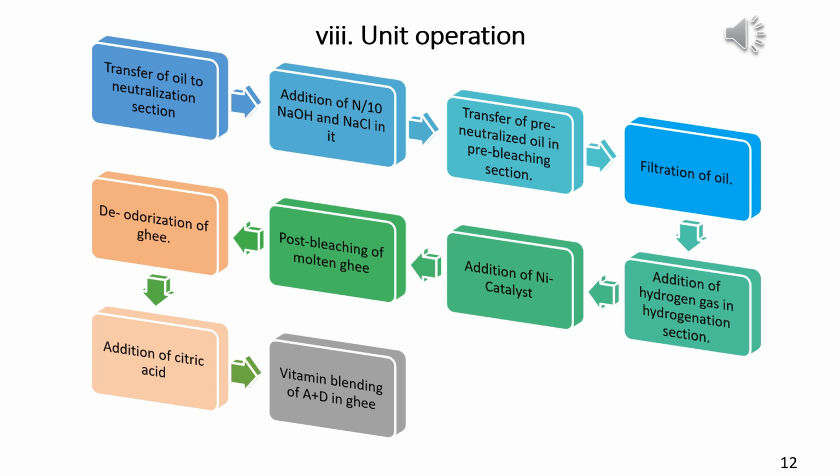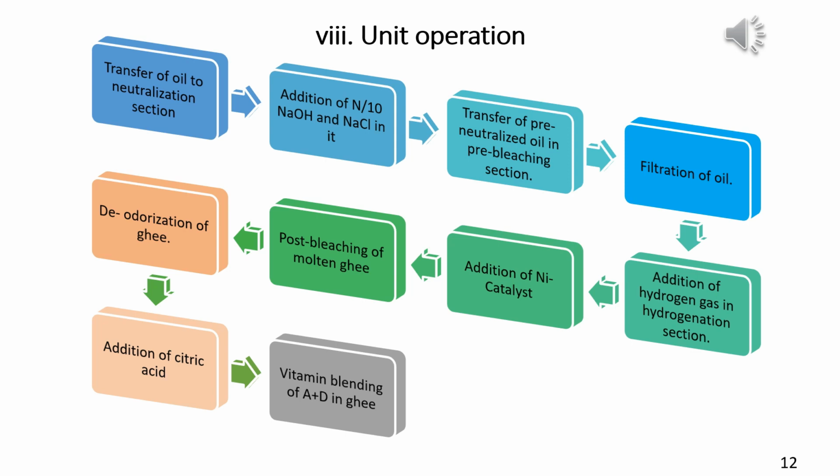Unit operation. In unit operation, you will learn about the following processes that take place. The oil which is present in the vegetable oil storage tank will transfer to the neutralization section. So in the first chamber, the transfer of oil to the neutralization section will take place.